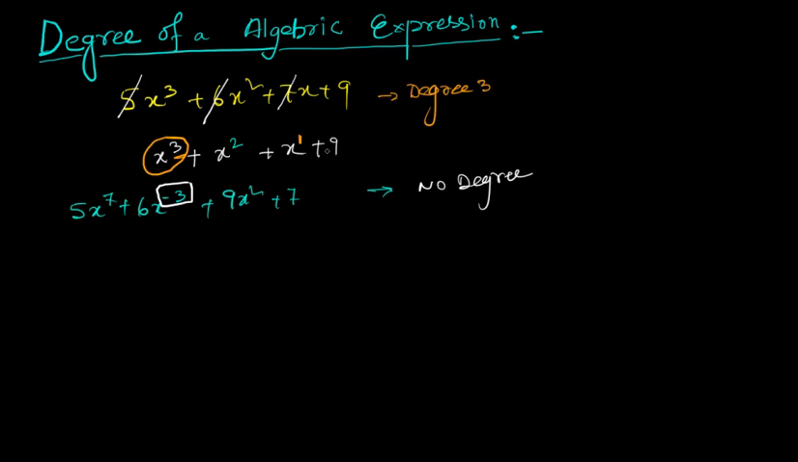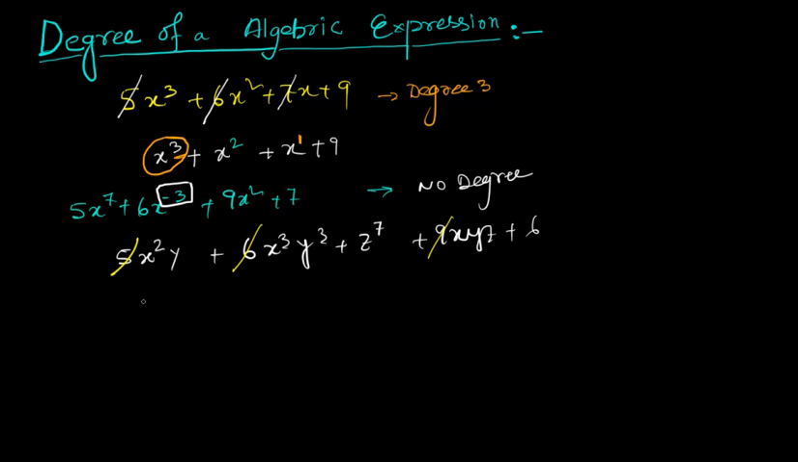Let's take one other example, but this time we will be using multiple variables instead of a single variable. Say we have 5x squared y plus 6x cubed y cubed plus z to the power 7 plus 9xyz plus 6. A huge one. First we will remove all the coefficients and just write down the variables: x squared y, x cubed y cubed, z to the power 7, xyz, and 6.